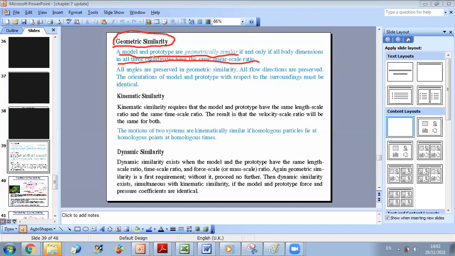So as I told you before, let's say for the airfoil, if the chord length is divided by 10, the width should also be divided by 10. And all body dimensions should be divided by 10. For angles, they should remain the same. Okay, all angles are preserved in geometrical similarity. All flow directions are preserved. The orientations of model and prototype with respect to the surroundings must be identical. Okay, so this is the first similarity condition.